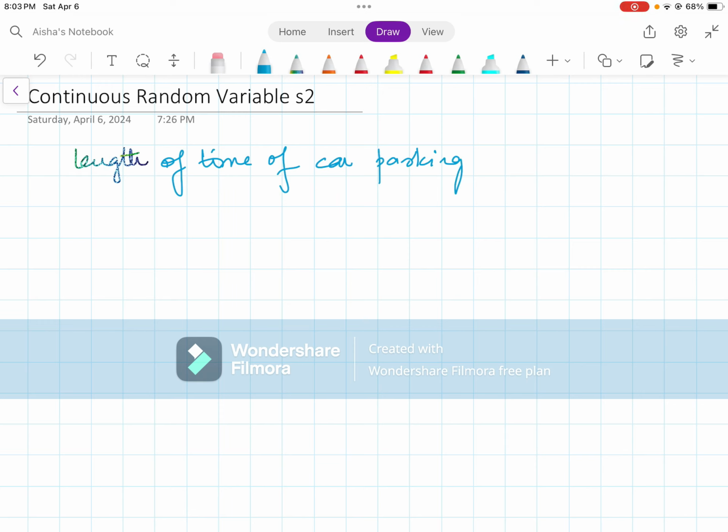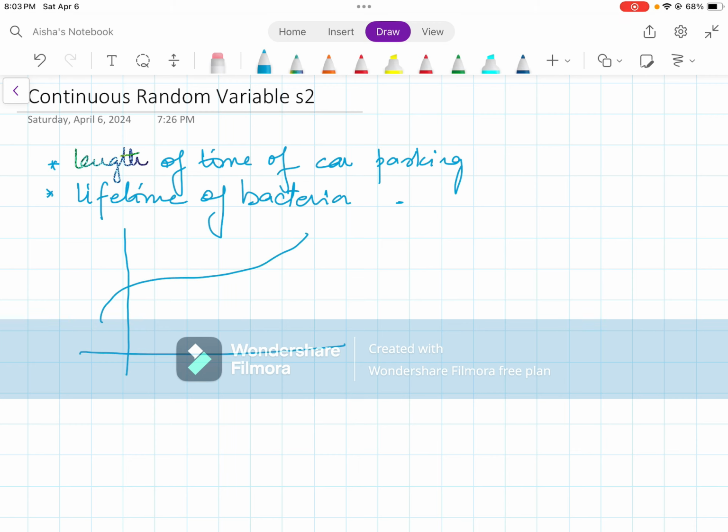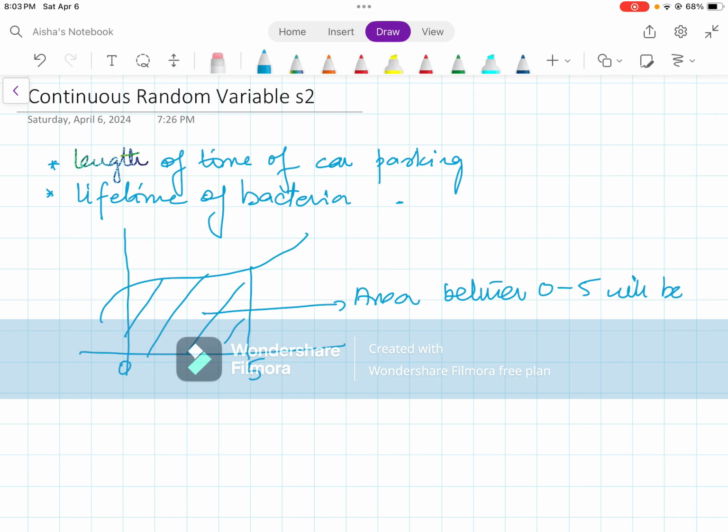Another thing that can follow, for example, lifetime of bacteria. So these are continuous functions, right? And they can be plotted on the graph. So area under the graph gives you, for example, if this is valid from 0 to 5, that means the area between 0 to 5 will be 1.